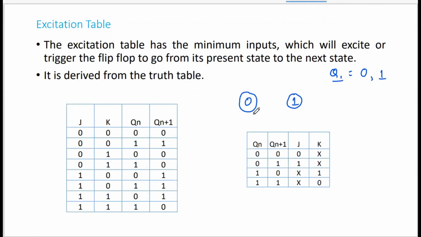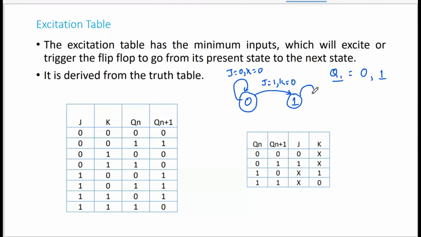So now when you are in this transition, you are having the present state at 0 and if J is 0, K is 0. This is indicated by these arrows: if J is equal to 0, K is equal to 0, then what is going to happen? It will remain in the current state. Then if J is equal to 1, K is equal to 0, then it will move towards the next state.